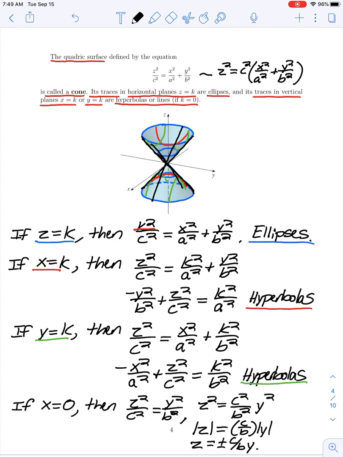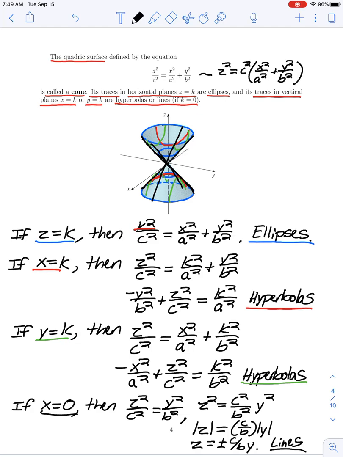So by visualizing these traces, we can see that we would be defining a cone. Now, typically when we visualize a cone, we might think of just the upper or lower half of the figure shown here. So the way it's defined is in terms of these quadratics.